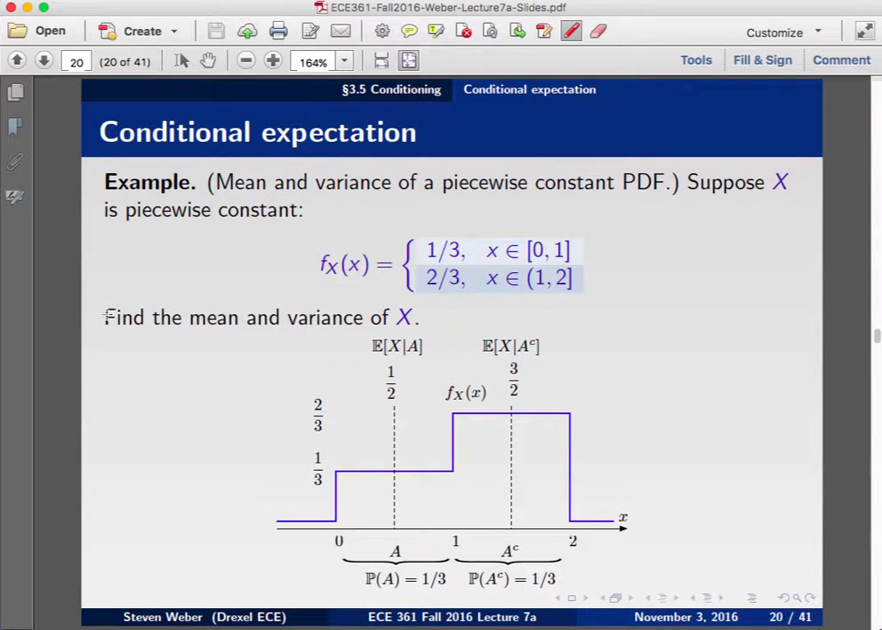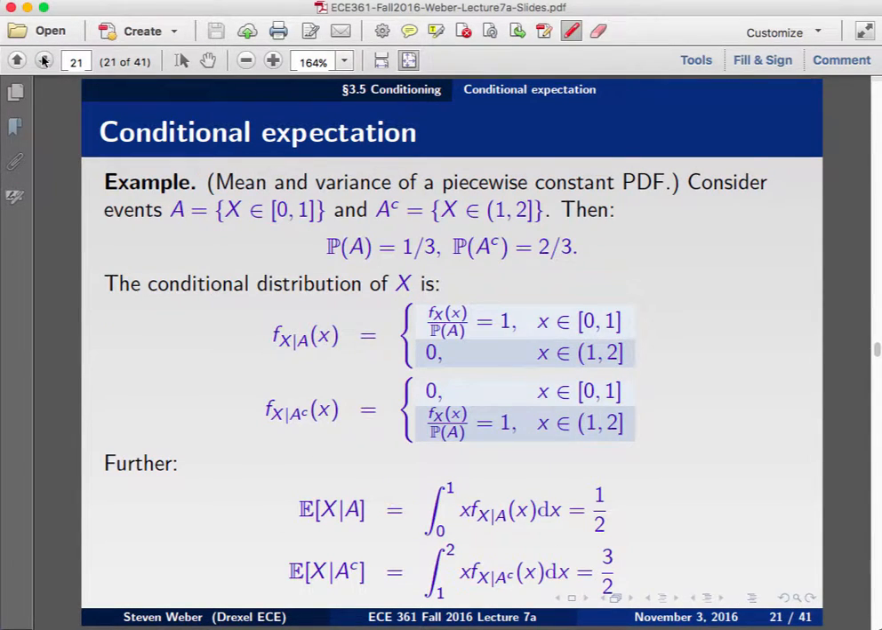The goal of this question is to find the mean and the variance of the random variable x. And as we'll see, the natural thing to do is to condition on the event A, where A is the event that x is in 0, 1, and naturally its complement is the event that x is in 1 to 2, and observe by the support of x that forms a partition of the sample space. Okay, so here is the setting. And again, we say we're going to consider A as the event that x is in the interval 0 to 1, its complement A^C, the event that x is in the interval 1 to 2.